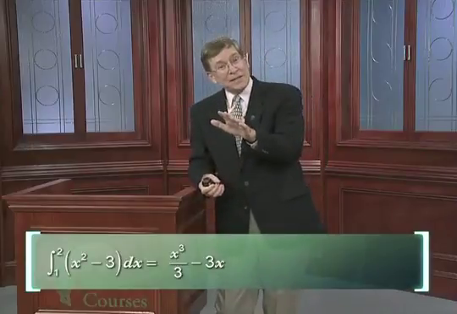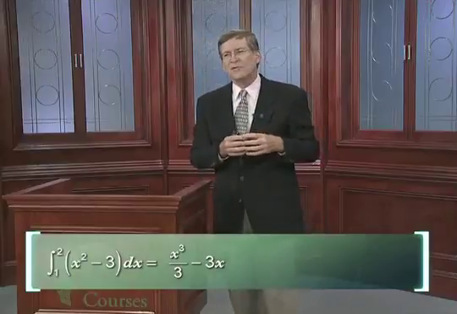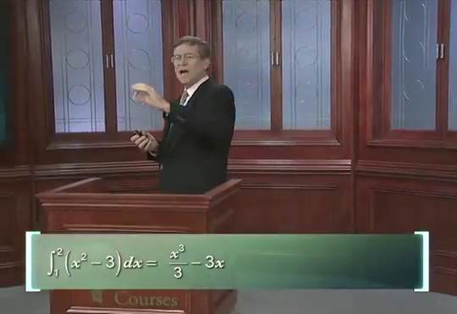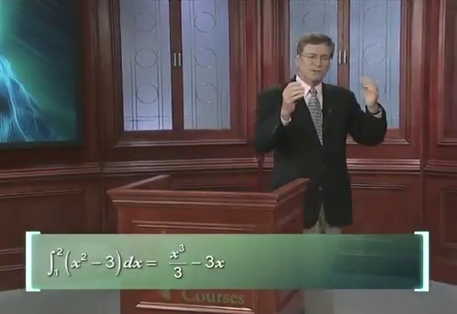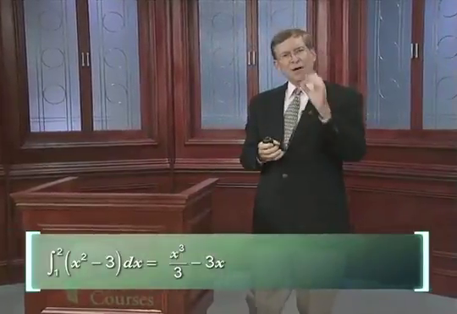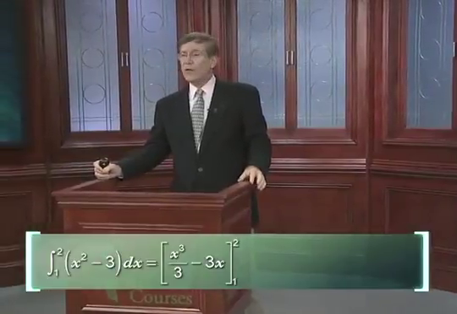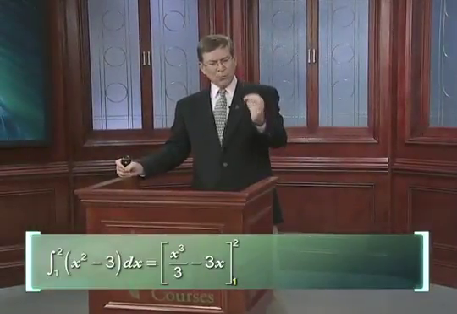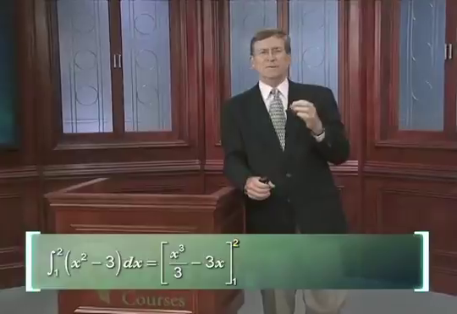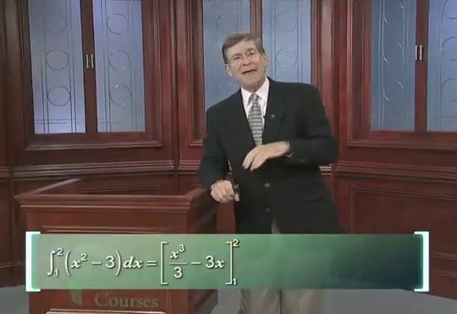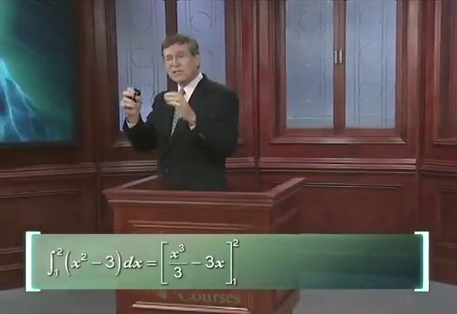Remember, you can always check your antiderivatives by just differentiating them. So that's a good antiderivative, because if I differentiate that, I come back with the original x squared minus 3. So I found my antiderivative, which I like to call g. And now a good notation is to put that antiderivative in brackets, and then on the right-hand bracket, down below, put the lower limit of integration, which is a 1, and on the top, put the upper limit of integration, which is 2.